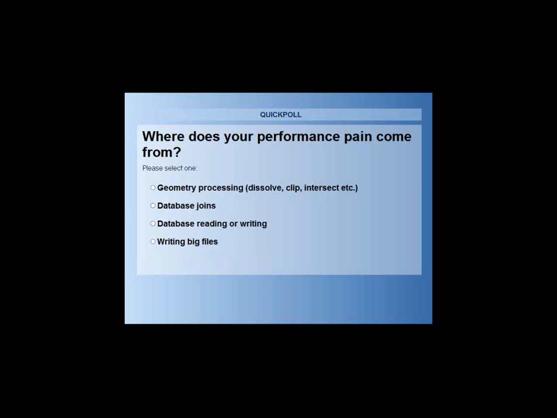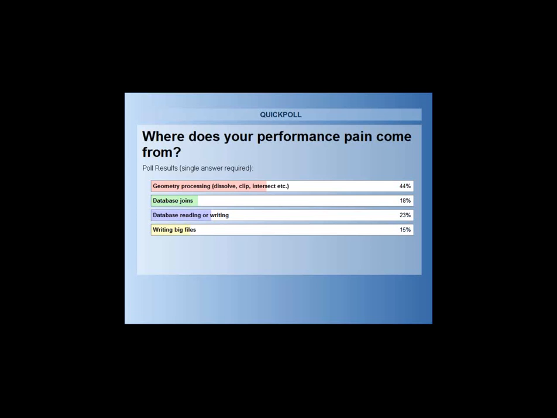We had good response there, and I'll just show our results. So it looks like 44% geometry processing. So geometry is a big one, but the other three, database joins, database reading, writing, and writing big files, are all significant as well. But that is interesting. We've done a lot of work there, and Dale's going to be talking about some of the geometry stuff that we've done around multiprocessing when we get to Dale's time at the end.